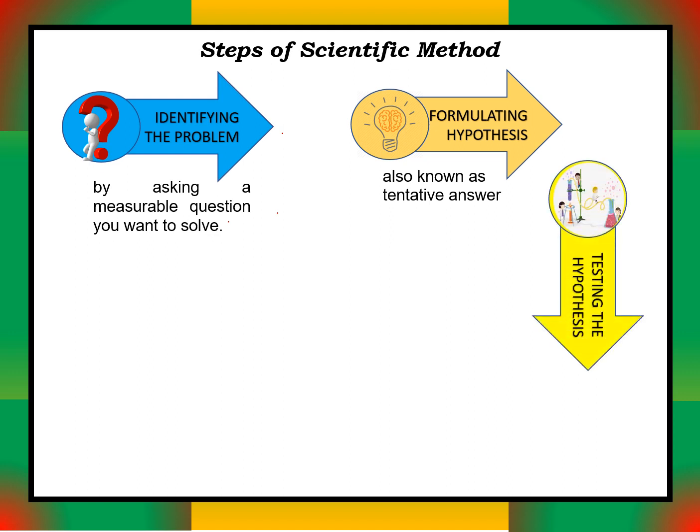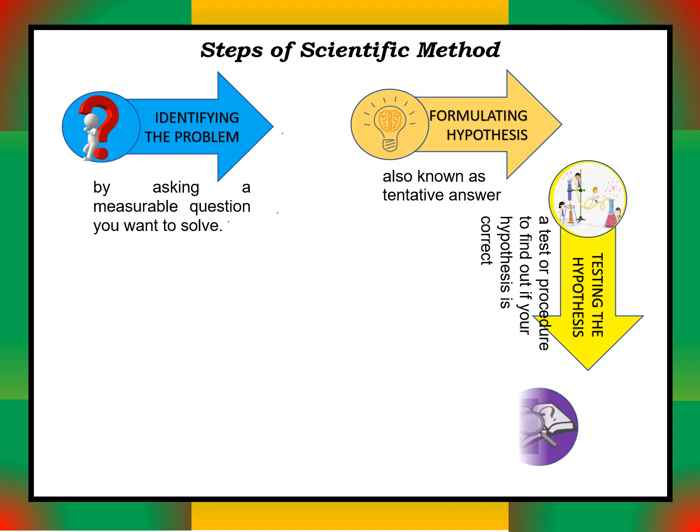Next, of course, you have to test the hypothesis. Once you have a temporary answer in your mind, you have to test if it's right or wrong by testing it. So a test or procedure to find out if your hypothesis is correct. If your hypothesis is that the sugar cane is much sweeter compared to the apple, you have to taste them both to be able to answer which is sweeter, the sugar cane or the apple. In testing the hypothesis, by the way, you have to do experimenting. You test the hypothesis by experimenting.